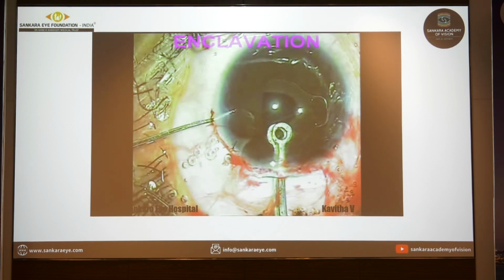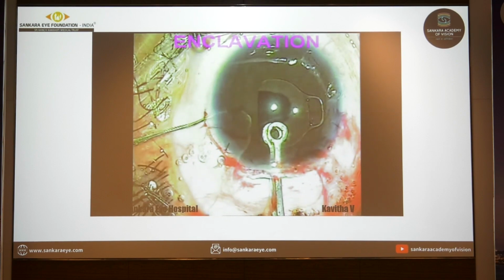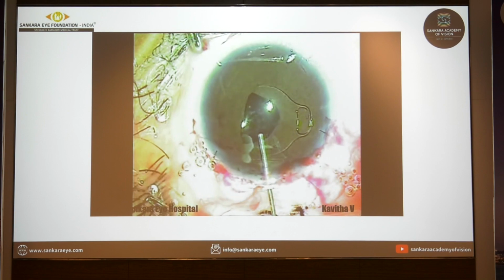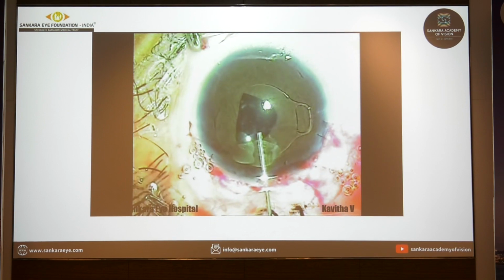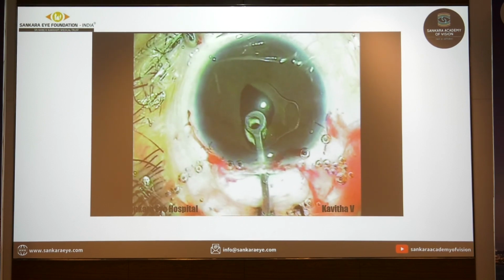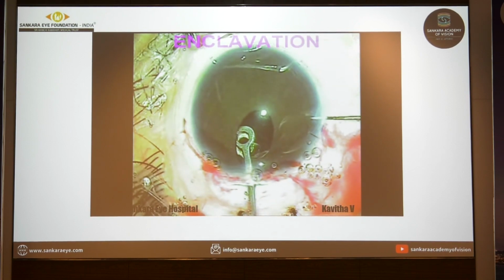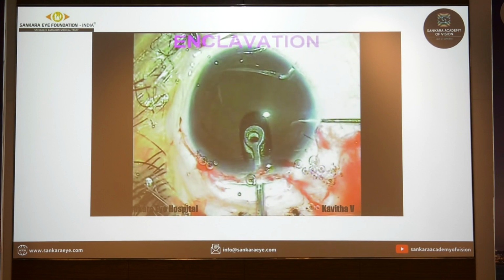So I use a straightened dialer to enclavate. Here the clue is to just lift the lens slightly above, so that you can see the haptic below the surface of the iris. And then you get a clue that the haptic is there, and then you just give a tuck.